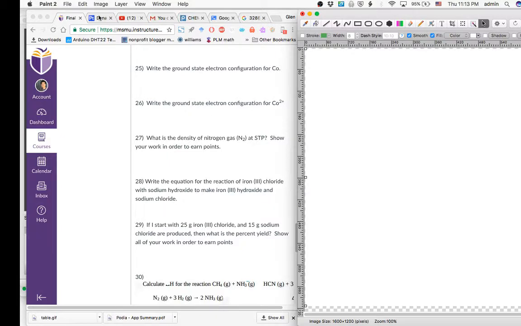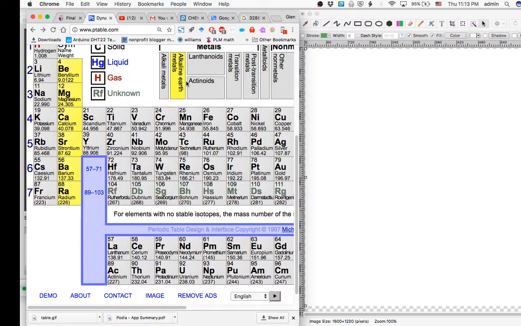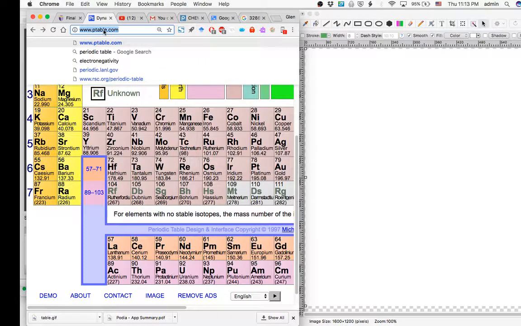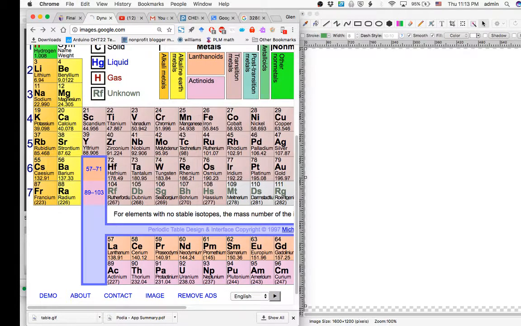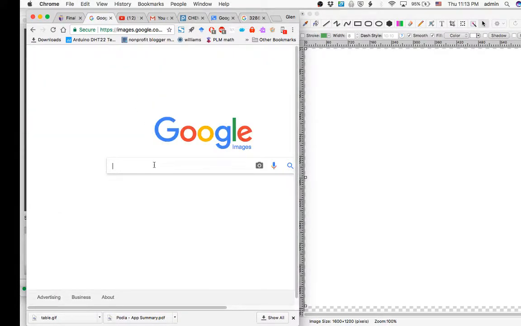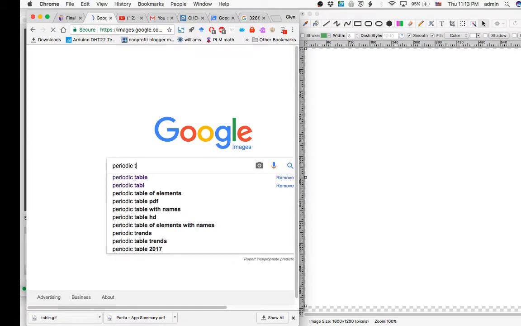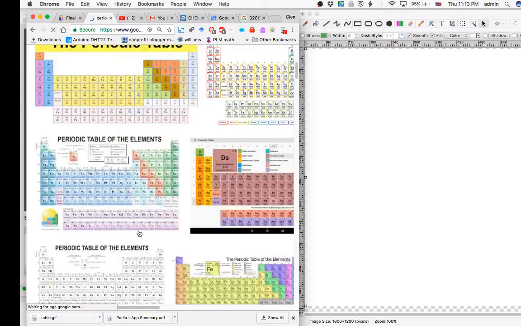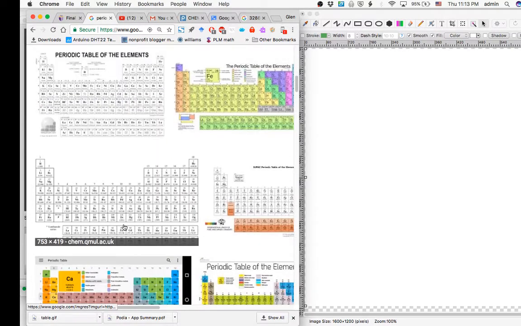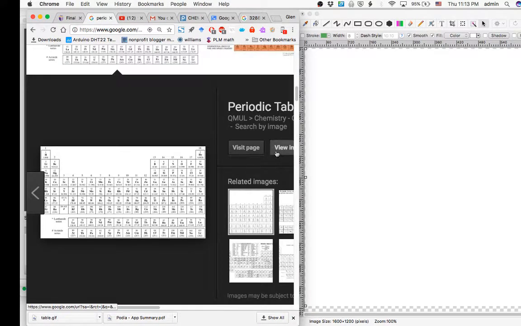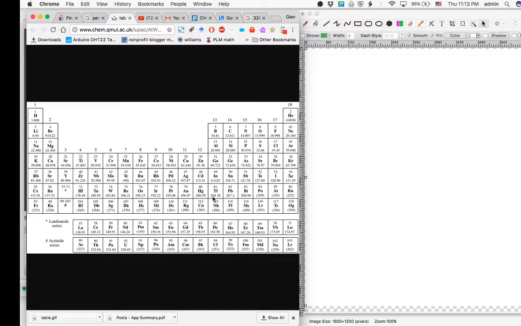There is a periodic table on your final exam. Actually, I can show you which periodic table it is on your final exam. It is this one. Yes, this periodic table is on your final exam. So here's cobalt, and now I'm going to write the electron configuration for it.